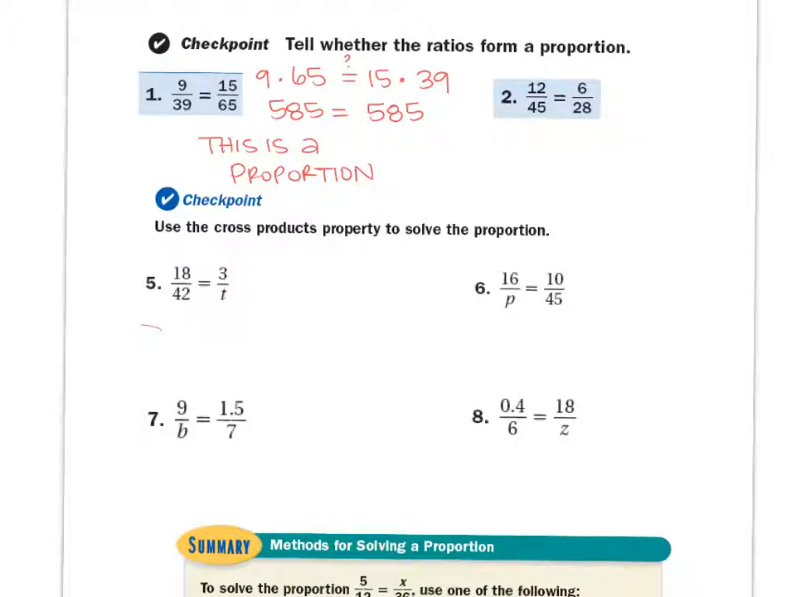Now let's go on to number 2. In this problem, 12 times 28 is one of the cross products, and we're going to ask, does that equal 6 times 45, which is the other set of cross products? Again, feel free to use your calculator as long as you show your work. 12 times 28 is 336. 6 times 45 is 270. Those, therefore, are not equal to each other, and so this is not a proportion.